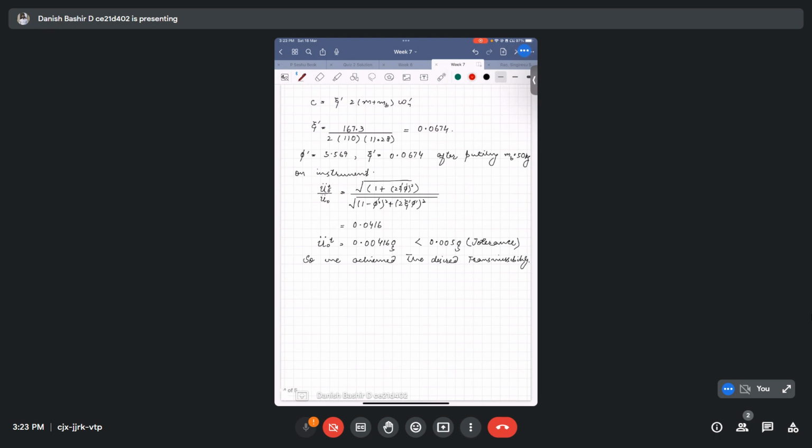Solution is, what is the solution? Add mass 60 kg to the instrument. Okay, that's the simple and the easiest way to achieve the desired transmissibility. This was the first question of our session.